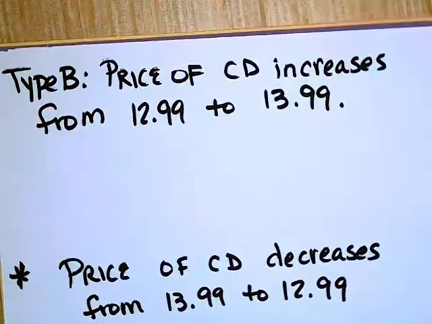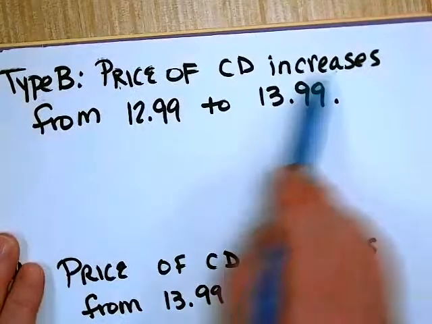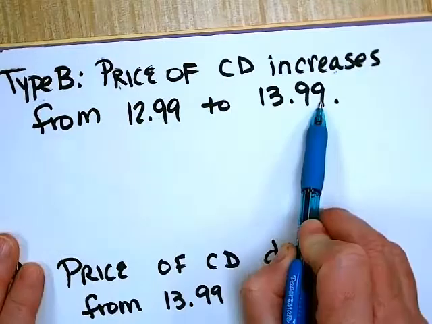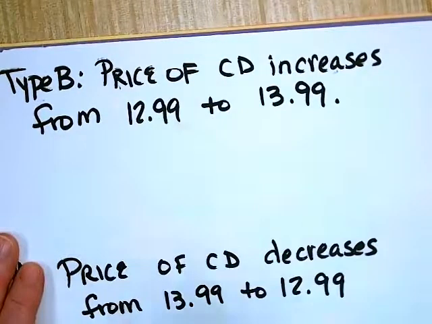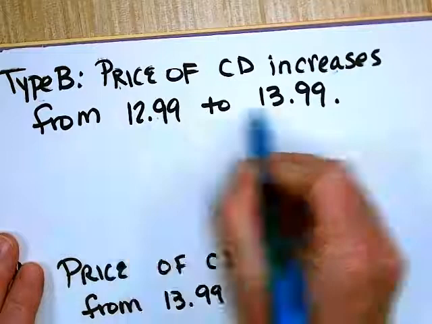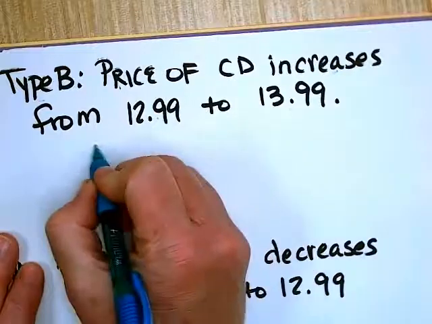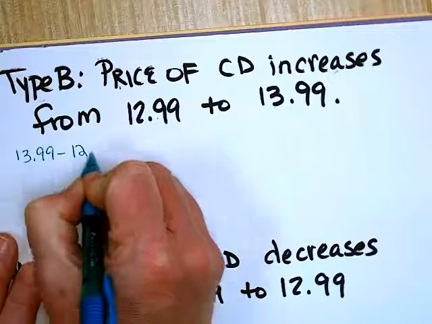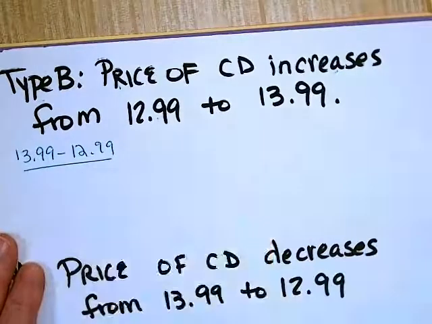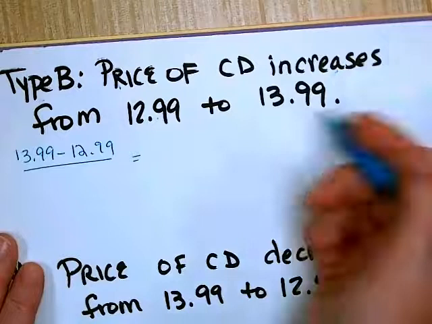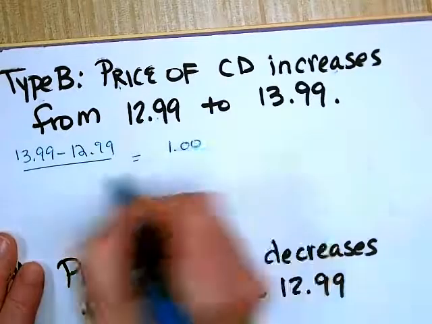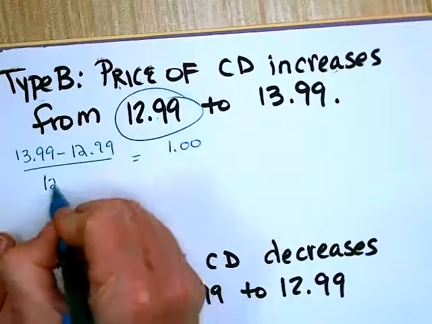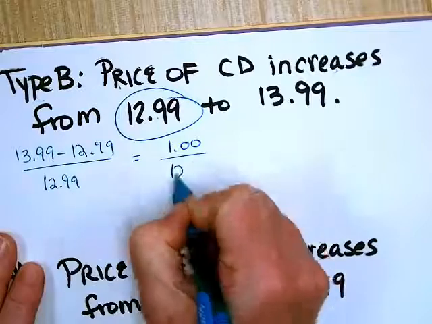Okay. Type B, the price of the CD increases from $12.99 to $13.99. So I need the amount of change. It went from $12.99 to $13.99. So to find the amount of change, I'm going to do $13.99 minus $12.99, the larger number minus the smaller number because I want it to be positive. And I get $1. The original number was $12.99.